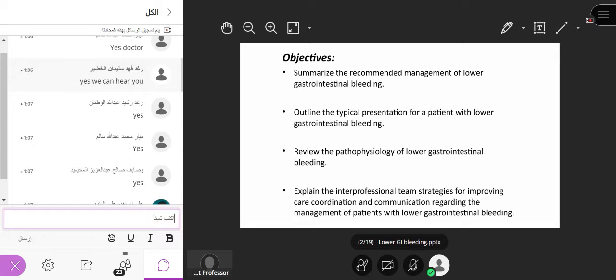So the objective is to summarize the recommended management of lower gastrointestinal bleeding. Outline the typical presentation for a patient with lower gastrointestinal bleeding. What is the management, and what is the presentation of different causes of lower GI bleeding? Review the pathophysiology of this bleeding, and explain the interprofessional team strategies for improving care coordination and communication regarding the management of patients with lower GI bleeding.